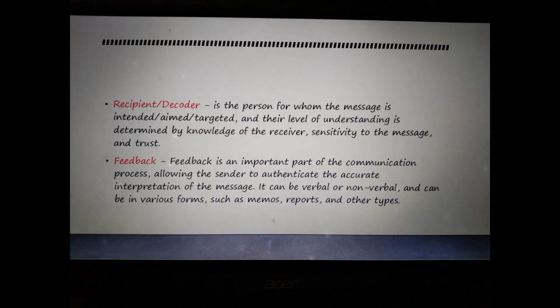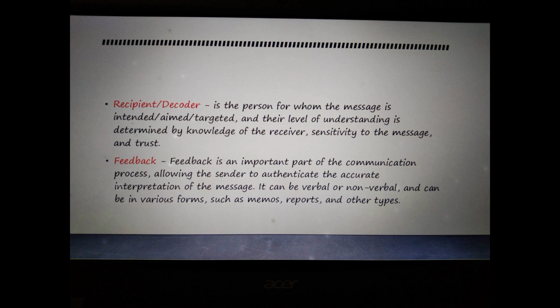Recipient and decoder. This is the person for whom the message is intended, the aim and target, and their level of understanding is determined by knowledge of the receiver, sensitivity to the message, and trust. So the recipient or decoder is the receiver, one of the recipients of the message that we want to share.